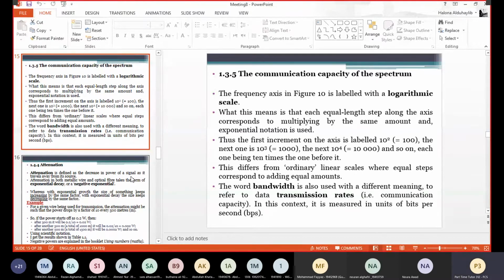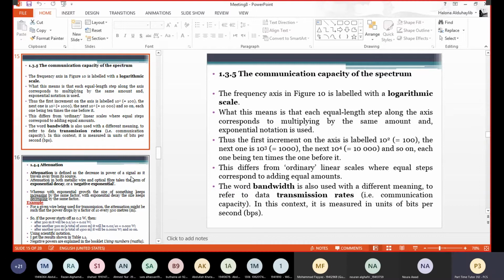This differs from an ordinary linear scale, where equal steps correspond to adding an equal amount. So here, we don't have an equal amount between each number in the scale, but we have powers of 10. So this is the difference between the ordinary linear scale and the power of 10, the exponential scale.